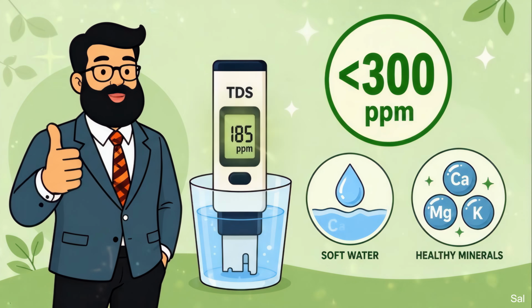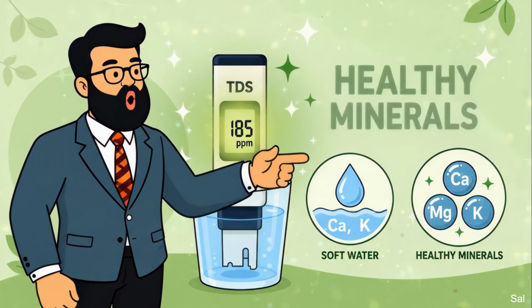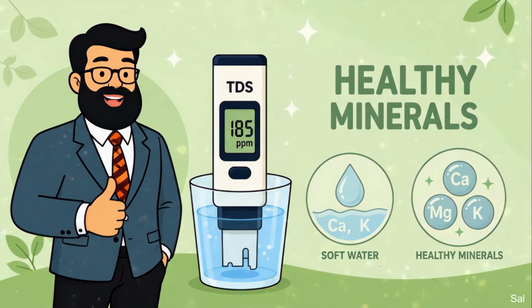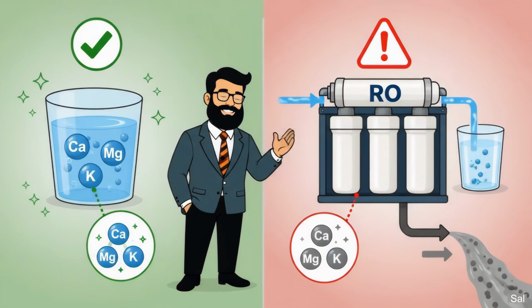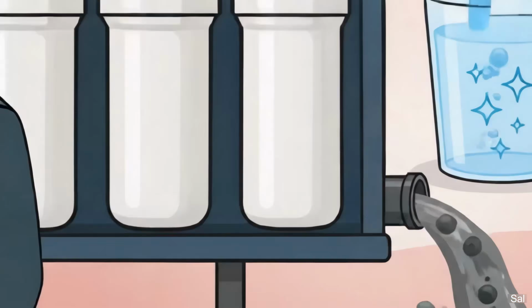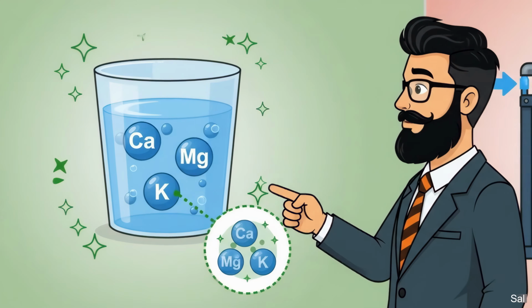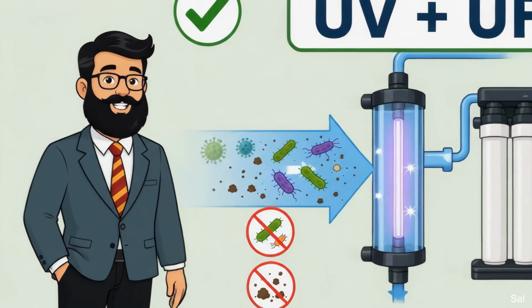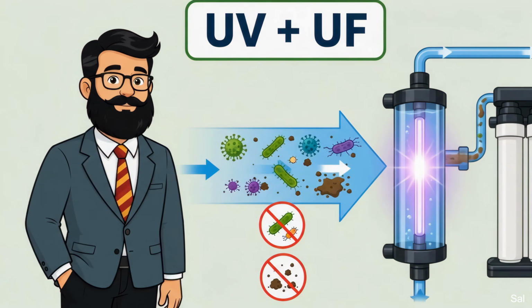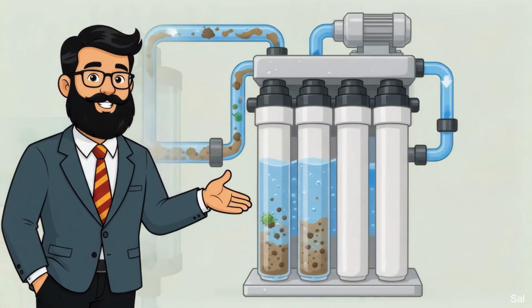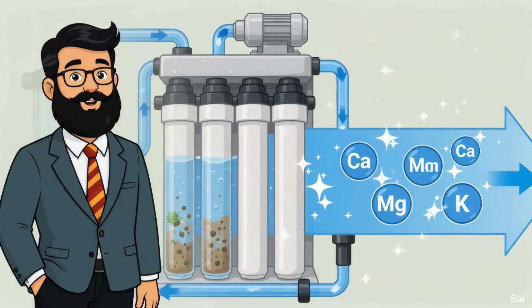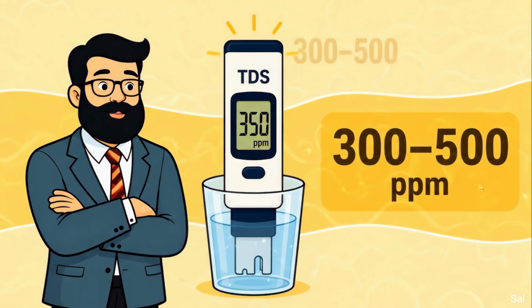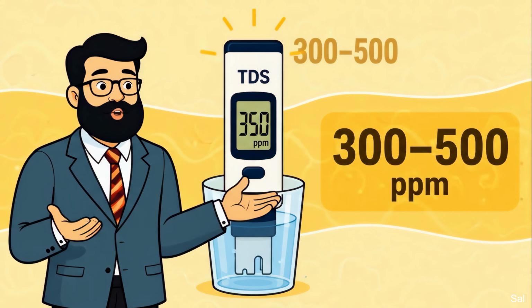If your TDS is below 300 ppm, your water is naturally soft. It does not contain excess salts or heavy metals. Buying an RO purifier in this scenario is a mistake. It will unnecessarily waste water and strip away the healthy minerals you already have. Instead, you need a UV plus UF combination system to protect you from biological pathogens and mud while keeping your minerals intact.